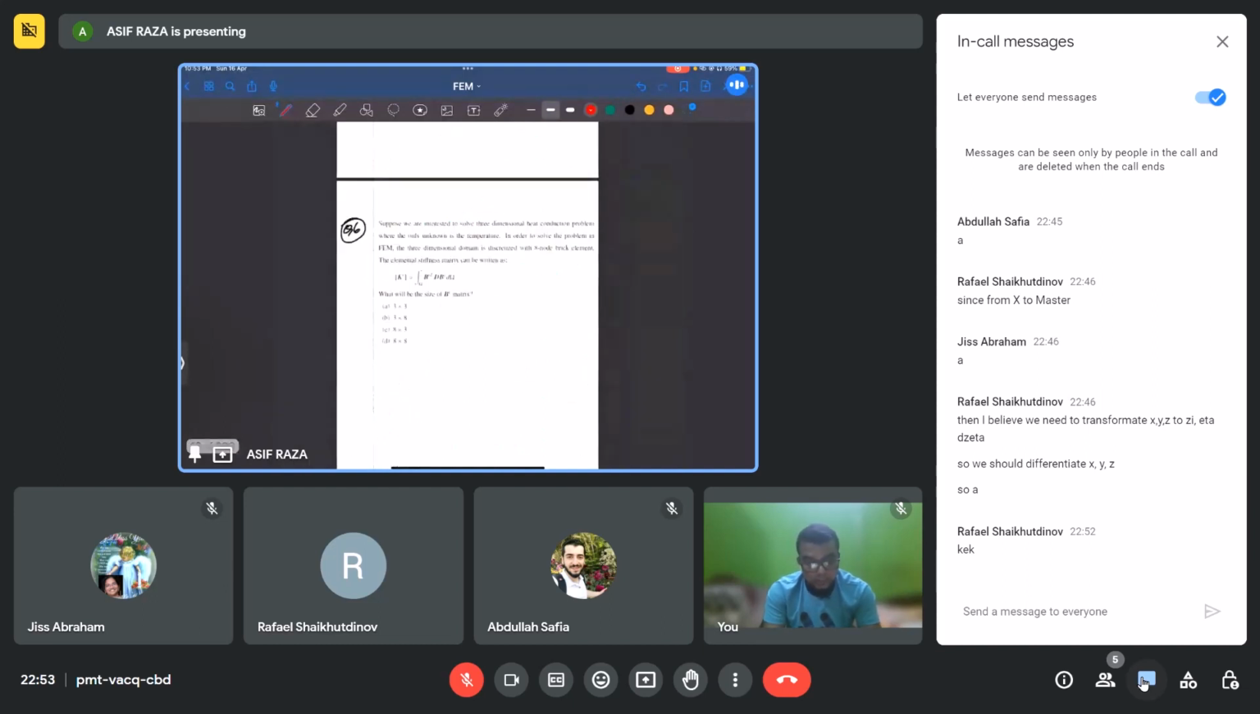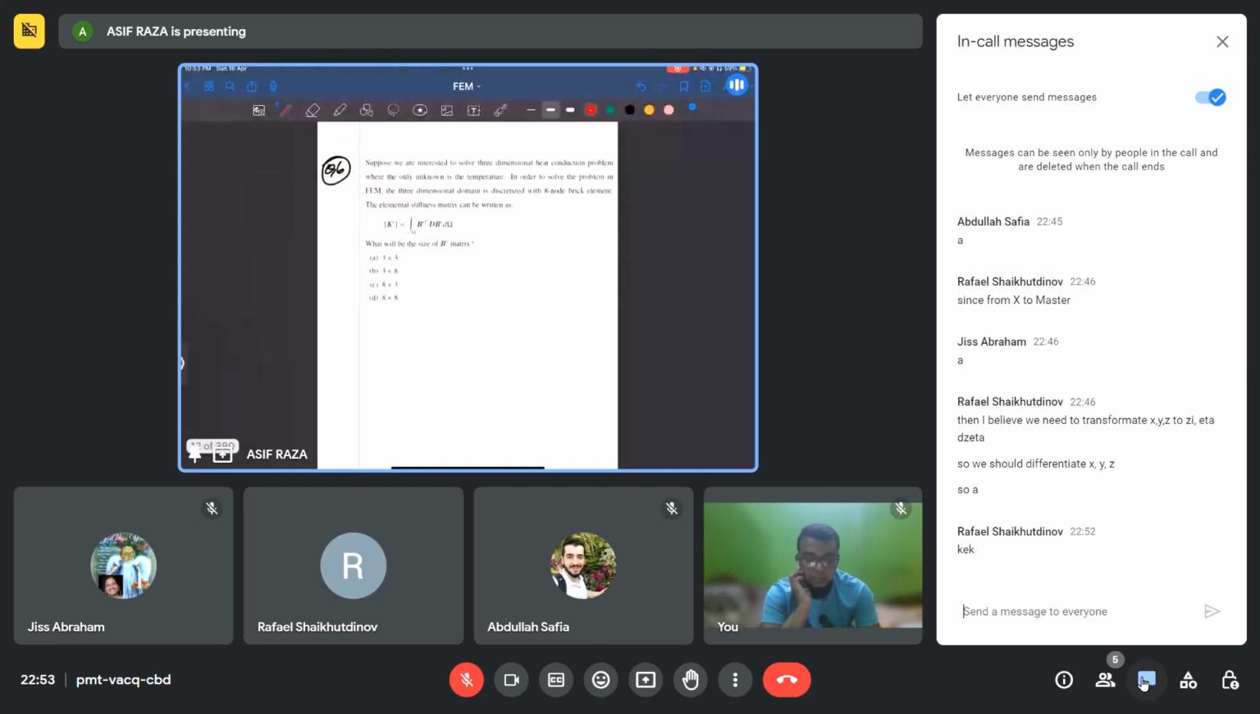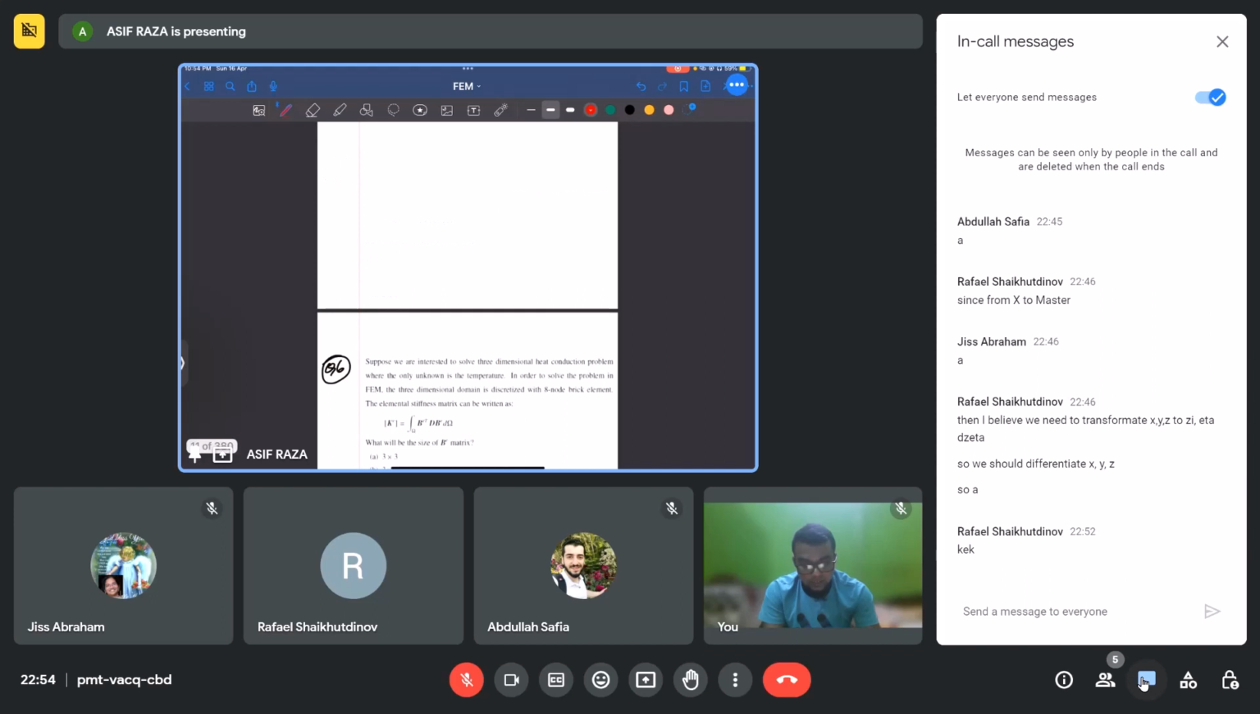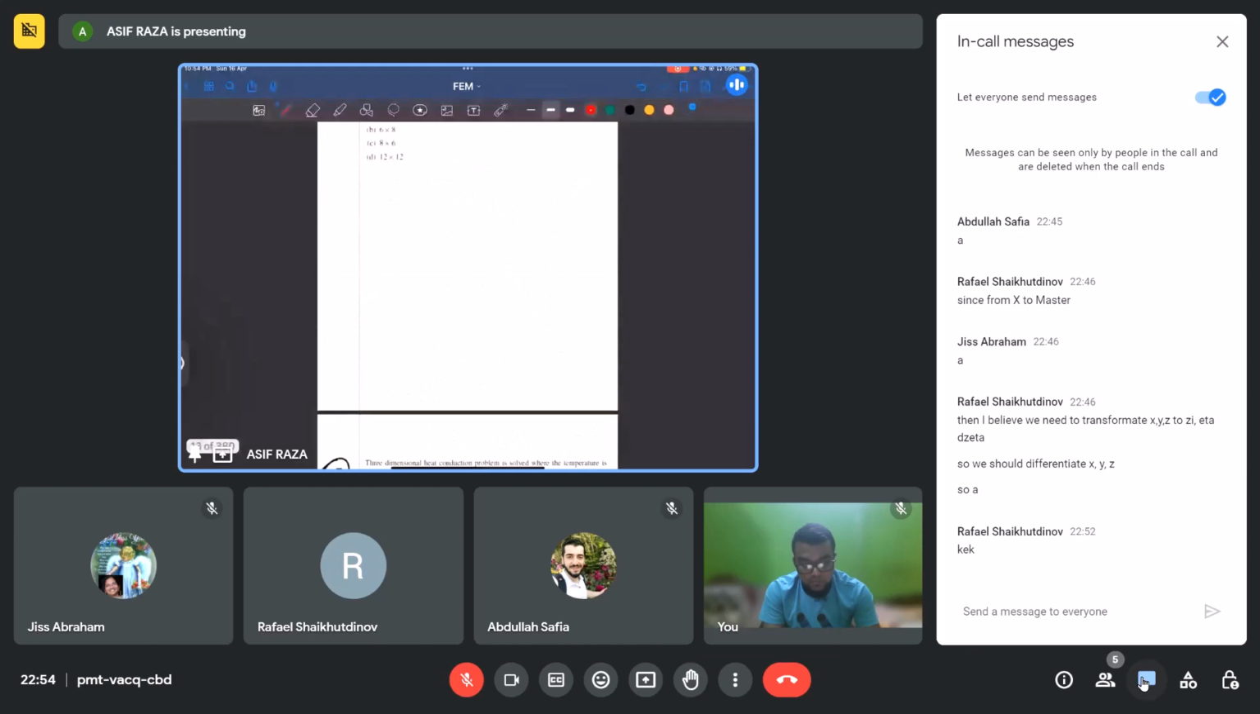Now next question. Suppose we are interested to solve three-dimensional heat conduction problem where the only unknown is the temperature. In order to solve the problem in FEM, the three-dimensional domain is discretized with 8-node brick element. The elemental stiffness matrix can be written as. We'll just skip this because it's there in the assignment and I've already given one answer, so I'll skip this one also.